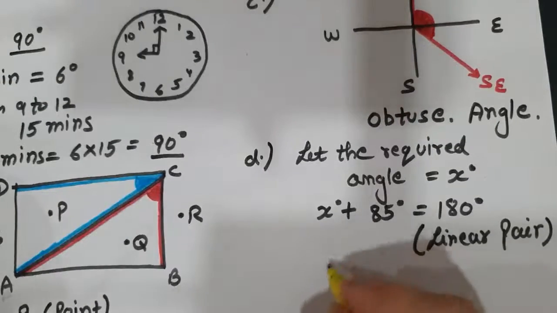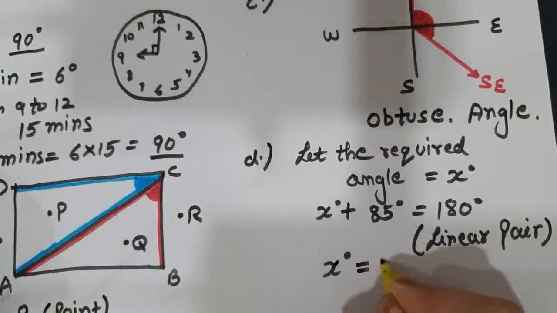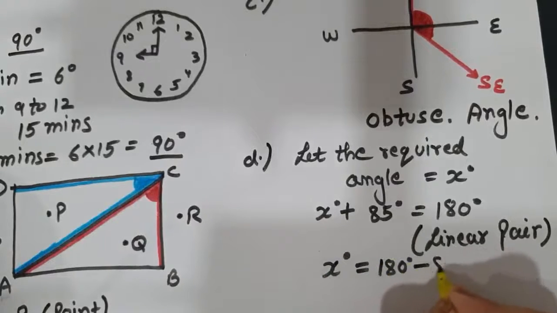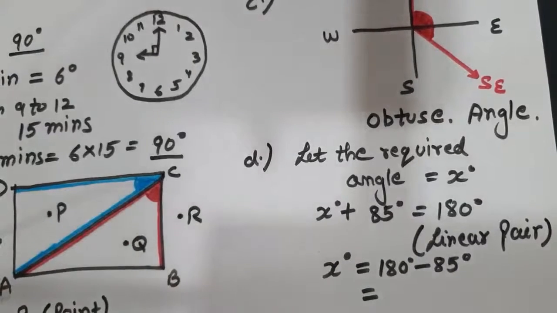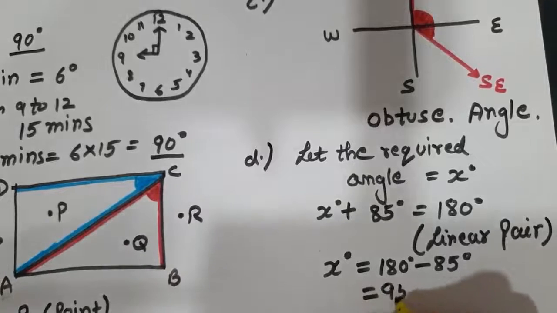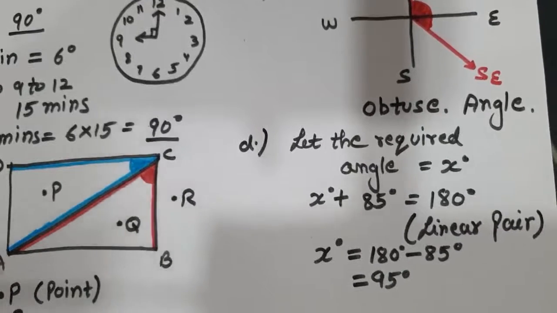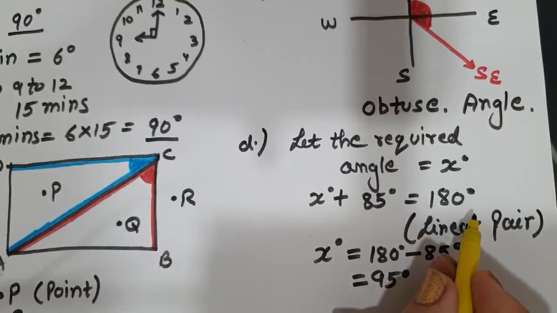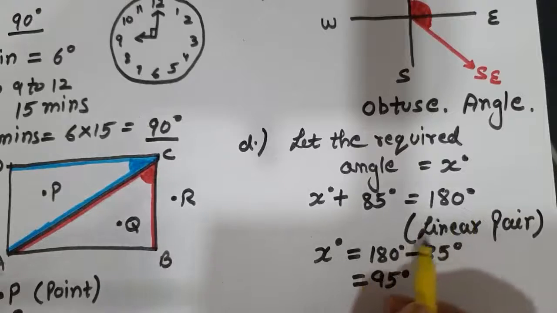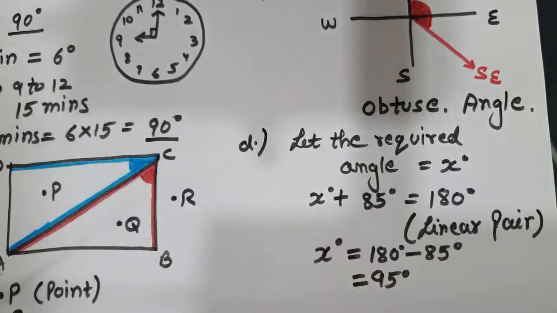So if I find out the answer, x degrees is equal to 180 degrees minus 85 degrees, which is further equal to 95 degrees. I hope this question is clear. If one of the angles is 85, I will subtract it from 180 degrees and I will get the answer.